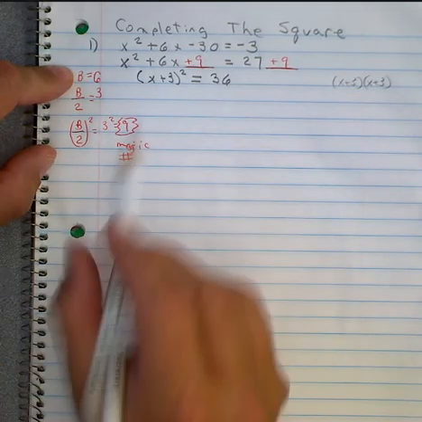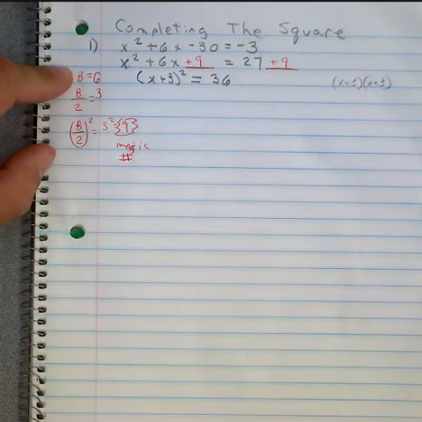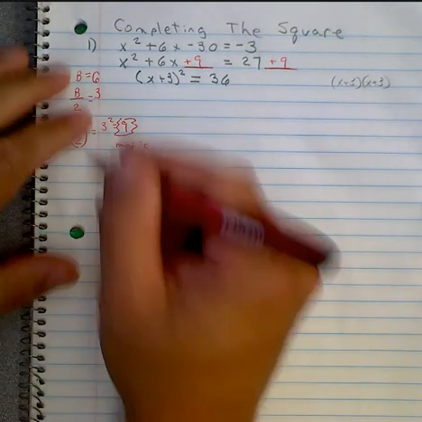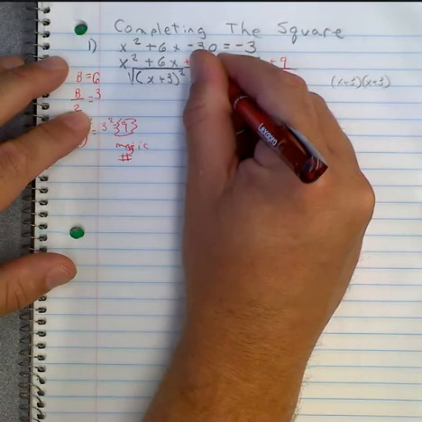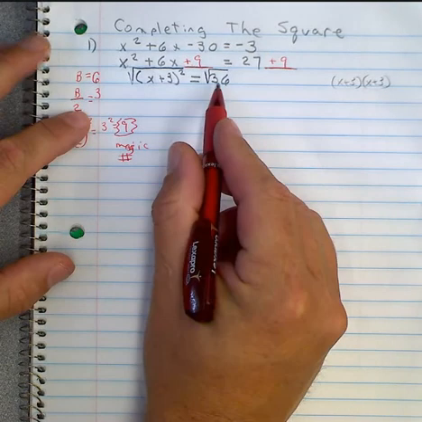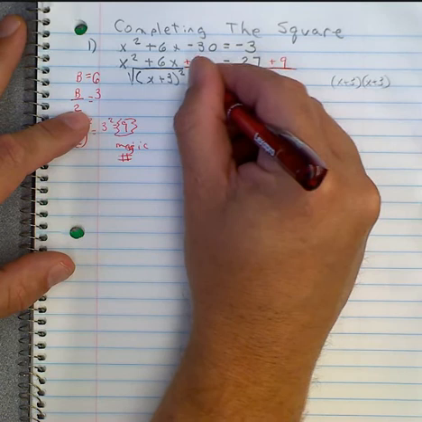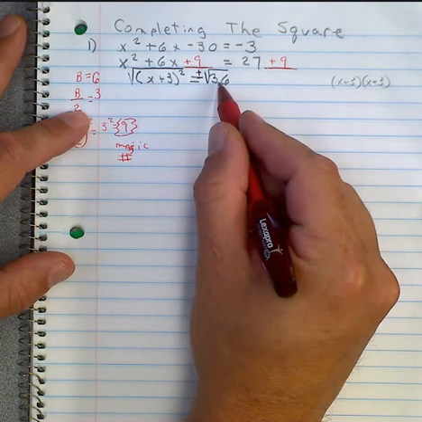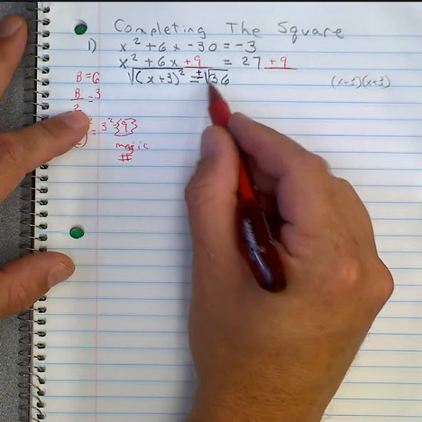The reason that it's nice to get this whole thing squared is because we can solve that now by taking the square root of each side. So if I take the square root of the left side and I take the square root of the right side, when I take the square root of 36, I have to consider the plus and the minus, because 6 times 6 is 36, but also negative 6 times negative 6 is 36. So there will be two different answers here.